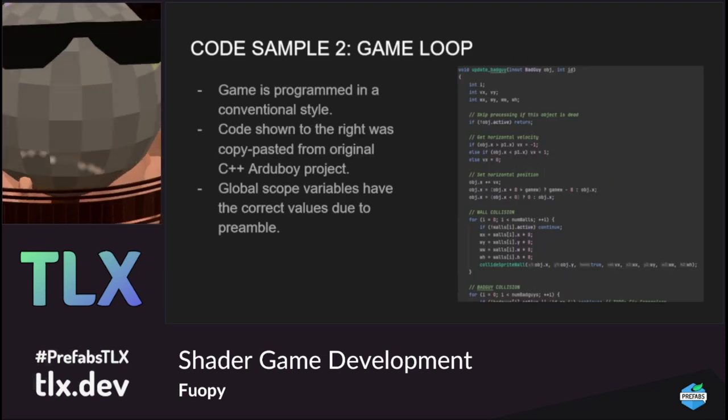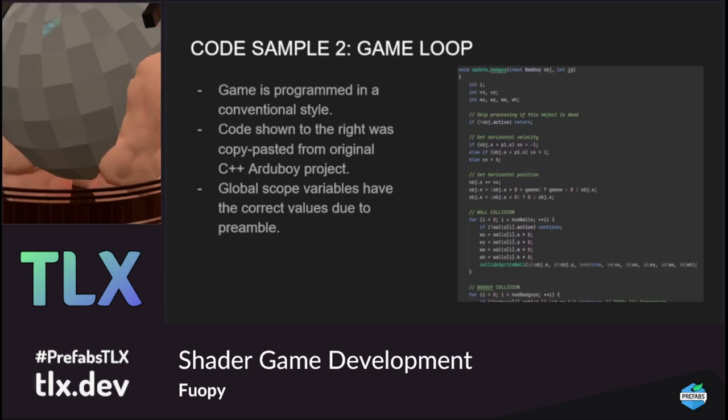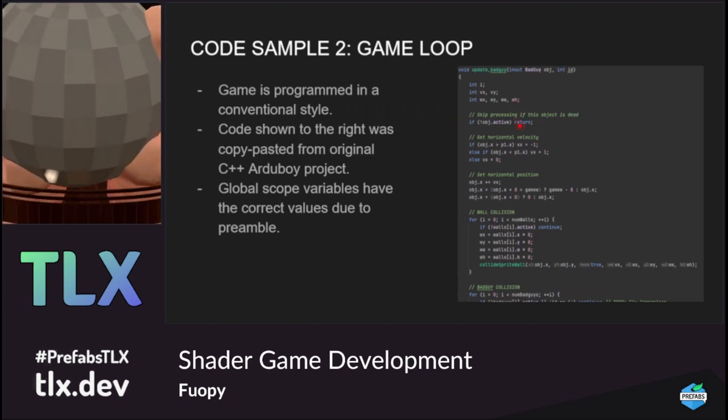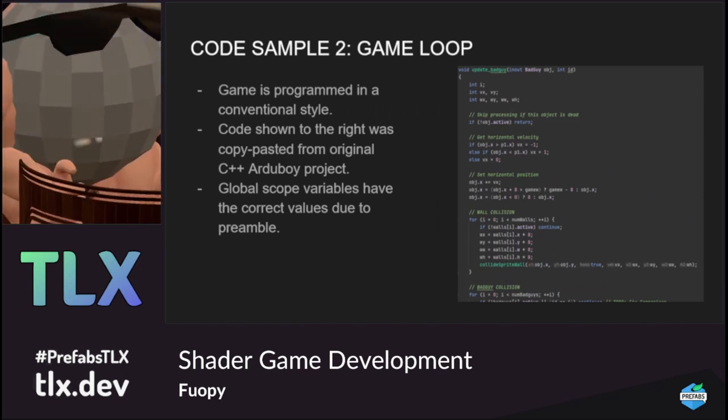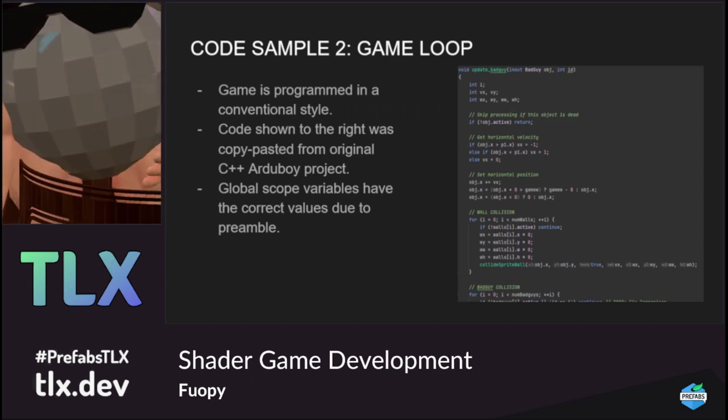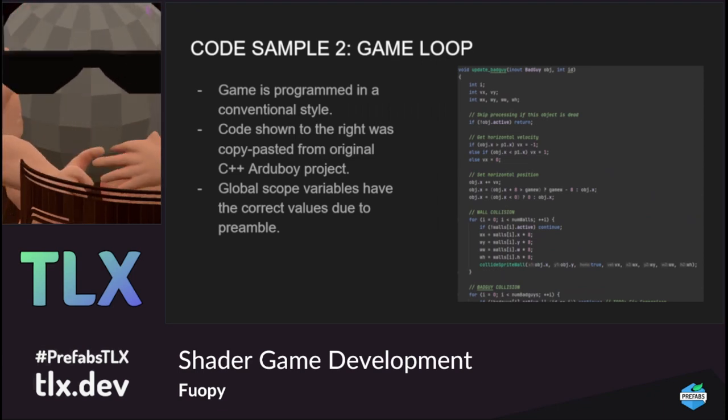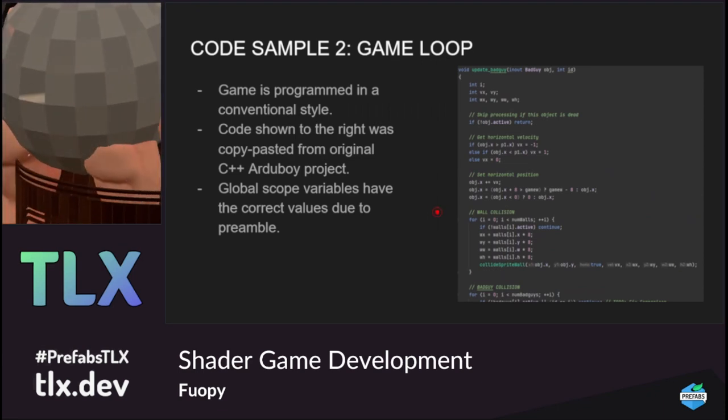Now, the game loop. This is the fun part, and this is the part I like the best. Because if you look at this code, it looks just like standard C++ code. In fact, when I made this game, I literally copied Arduboy C++ files from the original GitHub repo and renamed it .hlsl and then just deleted stuff until the red underlines went away.